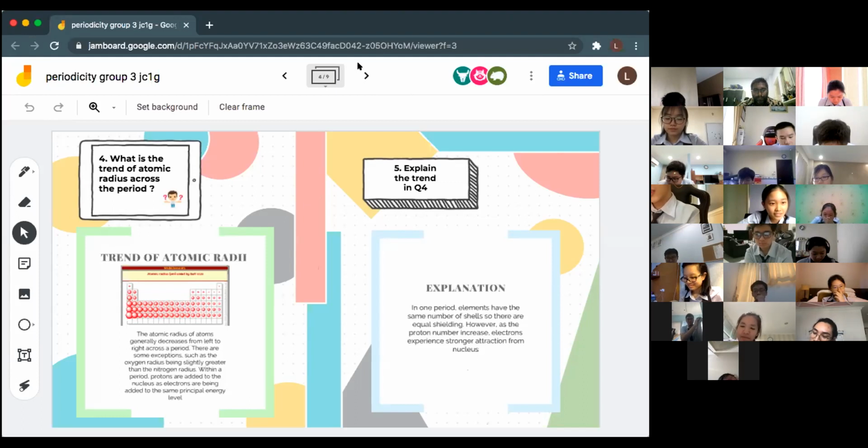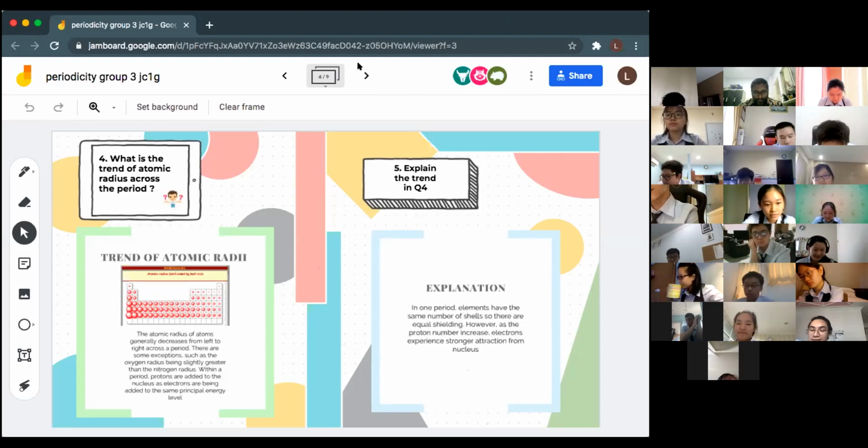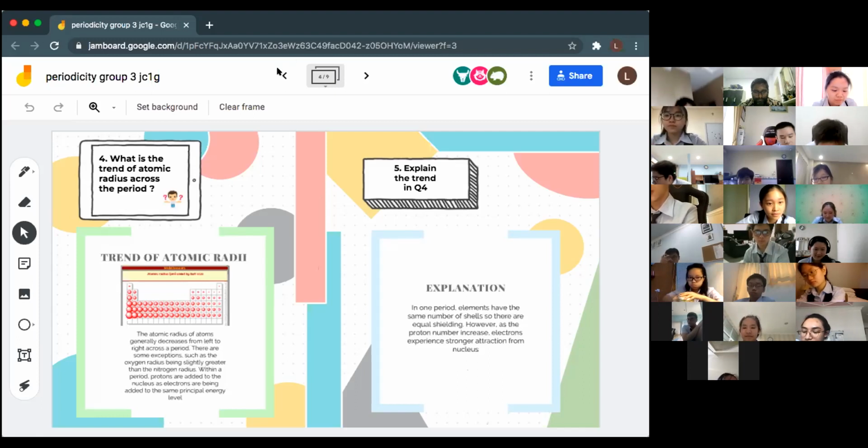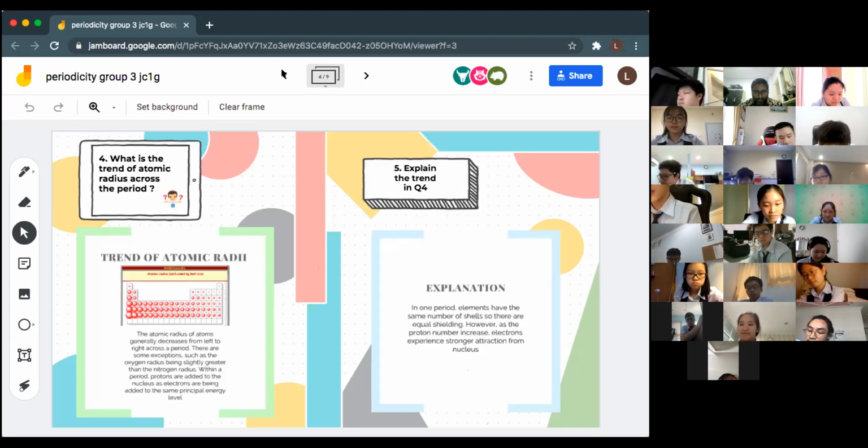In another case, oxygen has a slightly higher atomic radius than nitrogen, even though it has a higher proton number. Why is that so? This is because nitrogen has an electronic configuration of 2p3, having its orbitals half-filled, and hence there is less repulsion between the electrons. Oxygen, however, has an electronic configuration of 2p4, having one paired electron in one of its orbitals. This leads to inter-electronic repulsion and thus increases the atomic radius slightly.